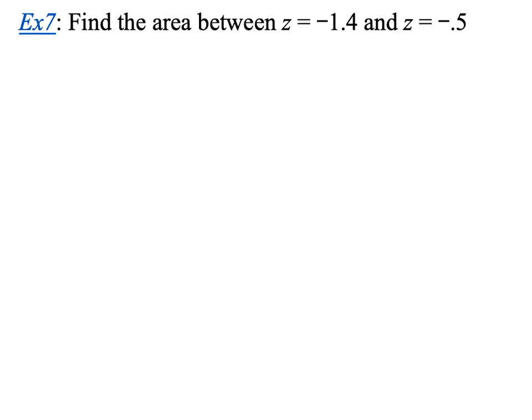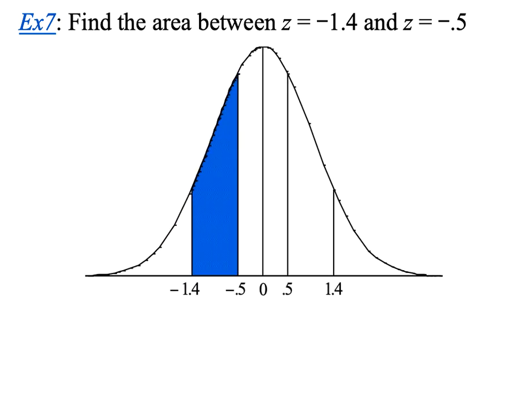Okay. This seems again like a little bit more challenging yet. So drawing a picture of this, both these values are negative. So I draw my mean. I draw negative 1.4 further to the left, and negative 0.5 in between negative 1.4 and 0. And I'm looking for that area that resides between them. So this is the area that I'm asked to find.